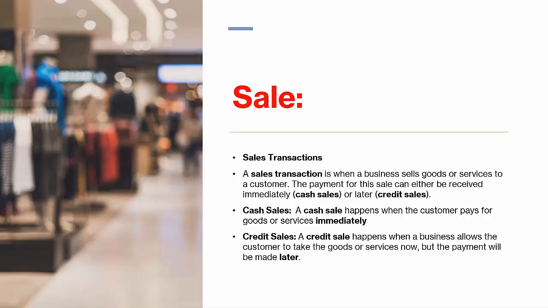Credit sales. A credit sale happens when a business allows the customer to take the goods or services now, but the payment will be made later. There is a gap in time between when the sale happens and when the business receives the money. Example: suppose you own a furniture store and a customer buys a sofa for $1,000 on credit. The customer takes the sofa today but agrees to pay you within 30 days. This is a credit sale because you are waiting for the cash to arrive after a 30-day gap.